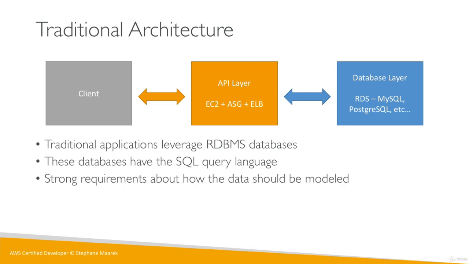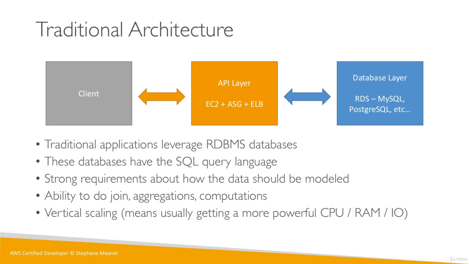Now, these databases have strong requirements about how the data should be modeled. It should be in tables, in rows, and they should have joins and indexes. And the benefit of this is that you're able to do within the database some joins, some aggregations, some computations. And so these databases can become quite compute heavy very quickly, and can become very costly. And so if you want to scale them, if your application gets bigger, usually that means vertical scaling. That means we're getting a more powerful CPU, more powerful RAM, better disk, but you just make that database a little bit bigger, so it can handle the load coming from your API layer.